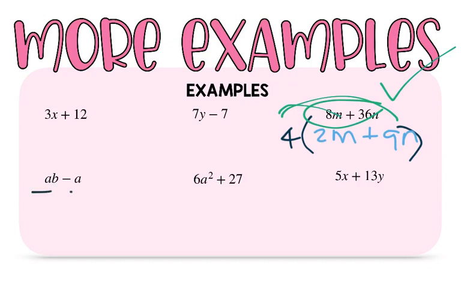Alright, let's look at our next one. I actually have no numbers in here, so I don't need to think through any factors. I just need to think about how many letters I can take out of both of these. Well, they both have an A, just one.